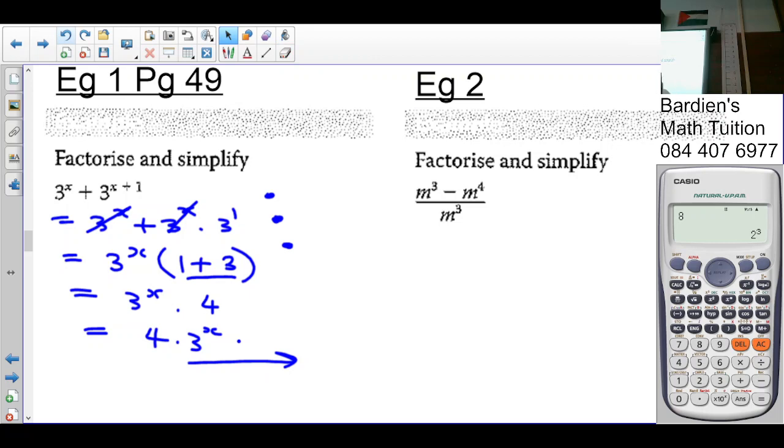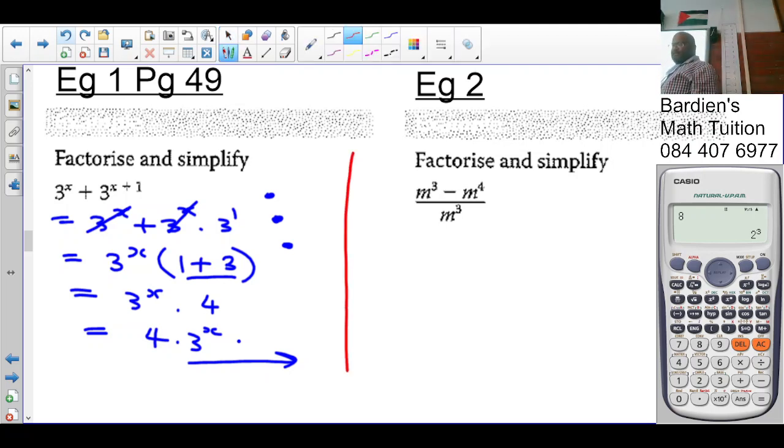Let's look at example 2. It says factorize and simplify. So what can be done here? What is common in the numerator? M cubed. What are we left with? 1 minus m. You all agree with that? Because m cubed times 1 is m cubed. M cubed times negative m is negative m to the exponent 4. You all agree with that?